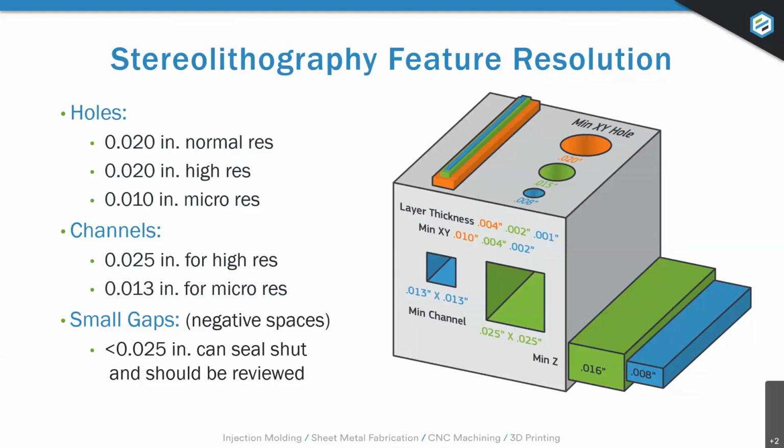We form the smallest features in the XY plane, which is perpendicular to the build direction. The minimum feature size in the Z is going to be higher, and it's a limitation of the technology, and it depends on the resolution. We can do 16 thousandths of an inch in normal and high resolution, and 8 thousandths of an inch in micro resolution.